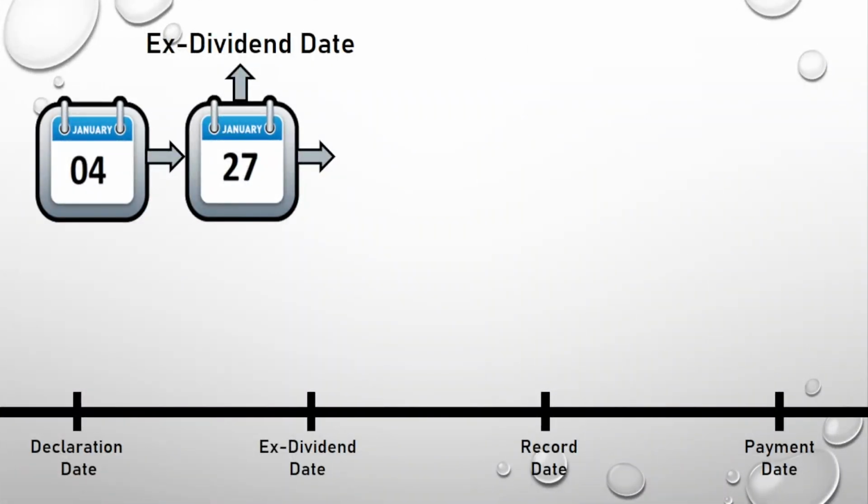Ex dividend date. This is the single most important date in the dividend investing world. On or after the ex dividend date, a stock no longer comes attached with the right to be paid the most recently declared dividend. In other words, you must purchase a stock before its ex dividend date to receive the next scheduled dividend payout.